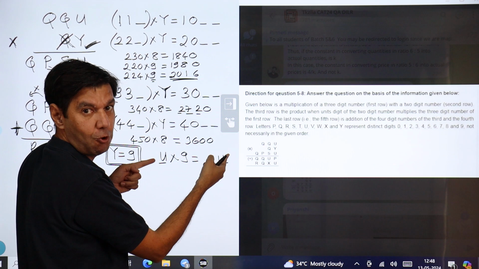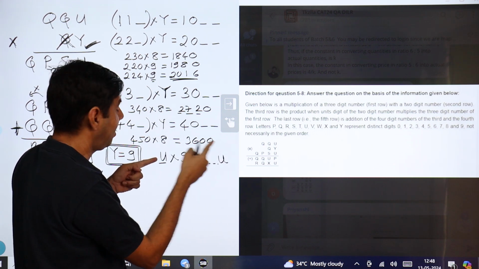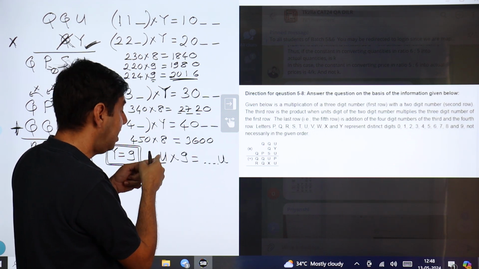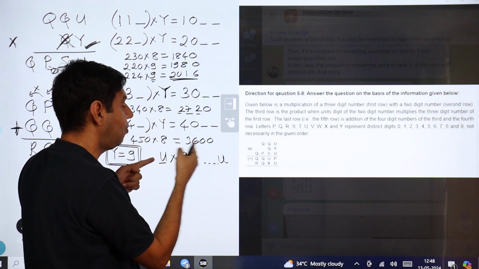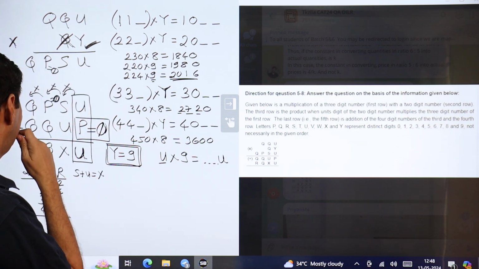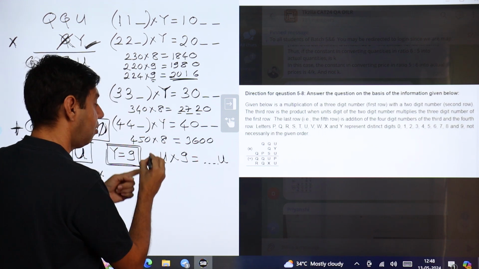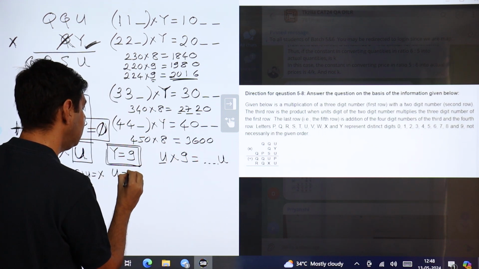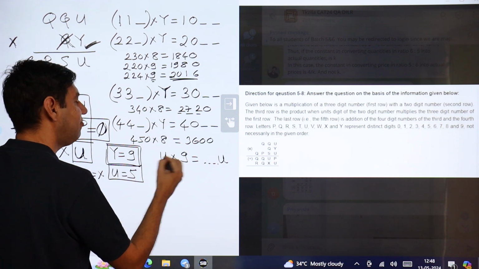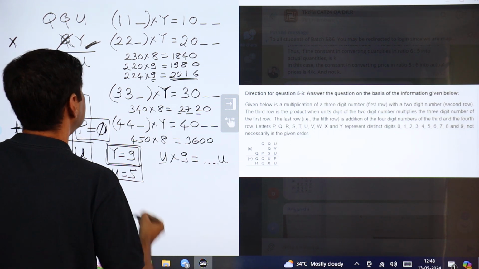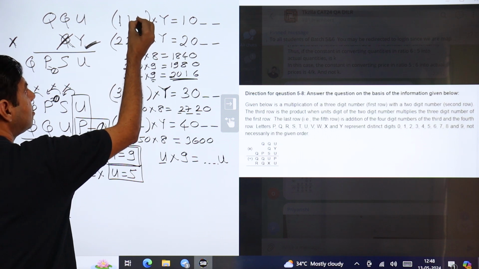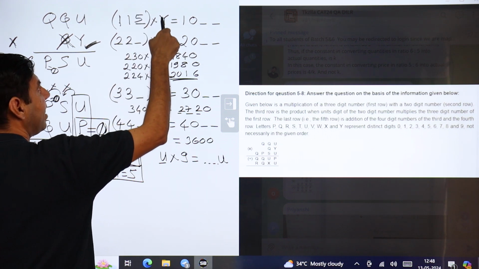6 will end with a 4. 7 will end with a 3. 8 will end with a 2. 9 it can't be. Okay, 0. Could it be 0? Oh, 0 is taken by p. So 0 cannot be possible. So the only value that you get is u is 5. And now that you have u as well as y, so now almost everything is there. So just fill in u is 5 and y is 9.